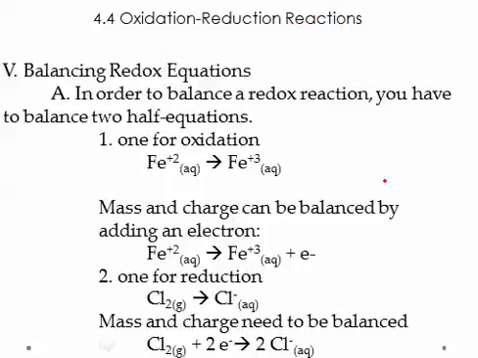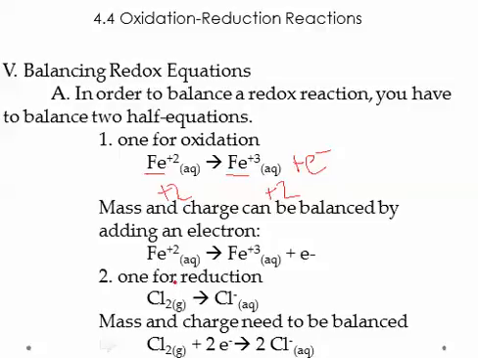Now, in order to balance a redox reaction, you have to balance two half equations. You have one for oxidation. And really the first couple steps you do is you just make sure you have the same amount of, in this case for instance, irons on both sides. So we have one iron here, one iron here. And then we have to balance the charge. We balance the charges by adding electrons. So we have plus 2 over here, we have plus 3 over here. We need those charges to be equal, so we add an electron. Now this side is plus 2, this side is plus 2, and the charges are balanced.